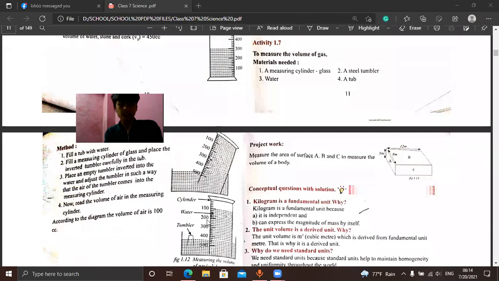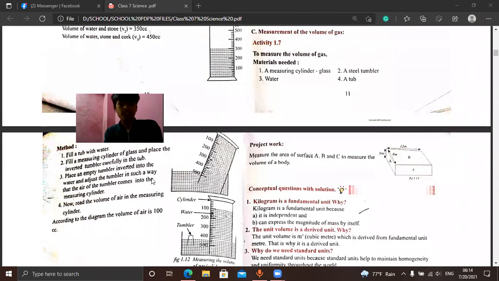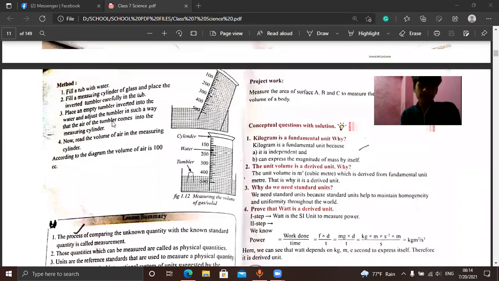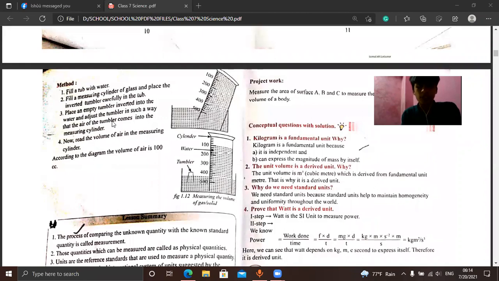So these are the instruments which you use if you want to measure the volume of the gas. And these are the materials which are required. But how do we do that? What is the procedure to measure the volume of the gas? What is the process? We'll go with that also.